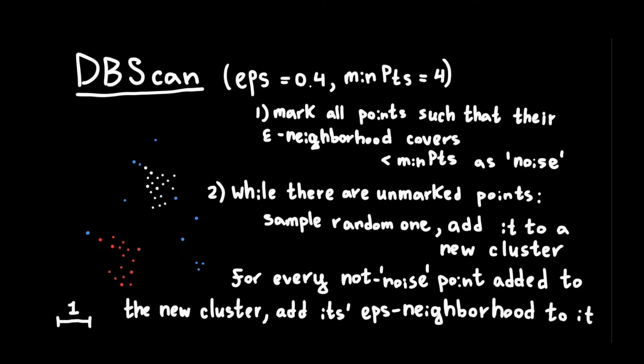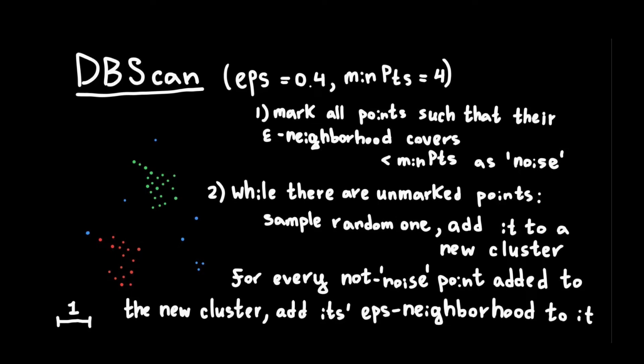Then we expand it just like the one before. For each non-noisy point added to the cluster, we add its epsilon neighborhood to it. After finalizing the second cluster, there are no unmarked points left. This means the clustering is complete, and all the blue points do not belong to any cluster. They are considered to be noise.